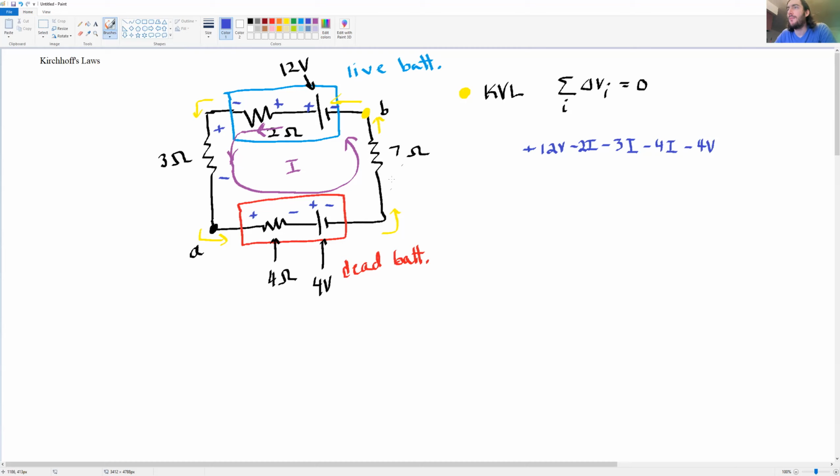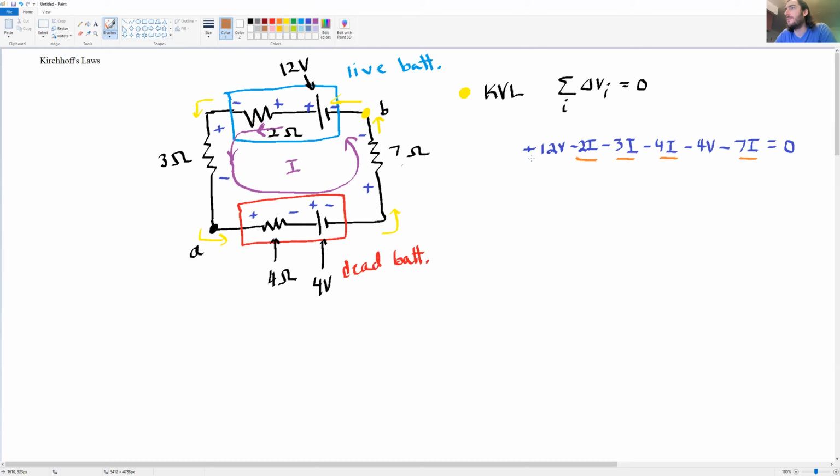And then finally we come around to the 7 ohm resistor, and again we see plus minus in this orientation, so high potential on the bottom, low potential on top, because the current flows from the bottom to the top. So we have minus 7 times I. And we've finally returned to the point B here, and so we should set this equation equal to 0. And then we can begin to combine like terms for this equation. We notice, I'll underline in orange here, these terms have a common factor of I.